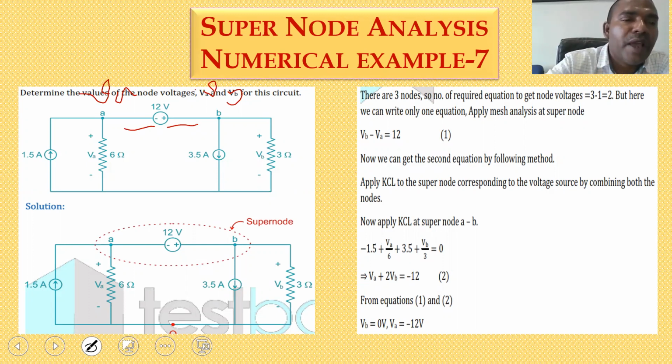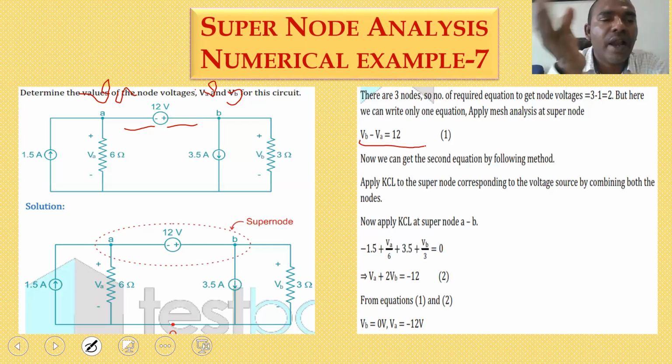At the same time, with respect to the potentials, the node A side is minus and the node B side is plus for 12 volts. So that means VB minus VA is equal to 12. Lower potential to higher potential: node A is at a lower potential and node B is at a higher potential. So VB minus VA is equal to 12 volts.